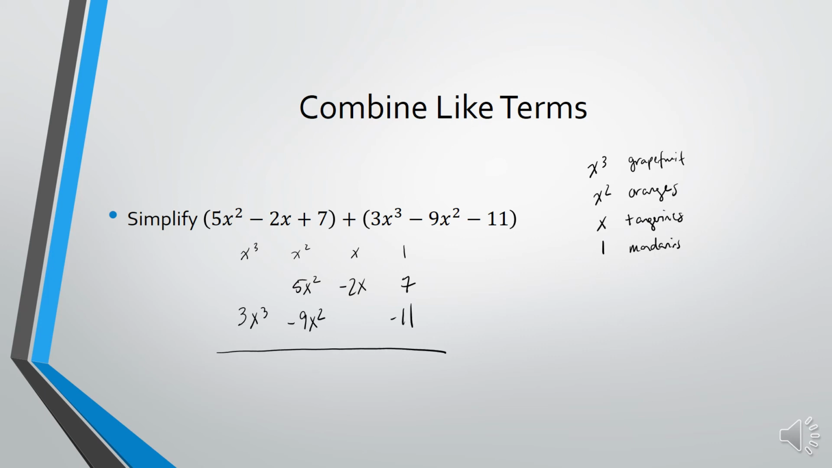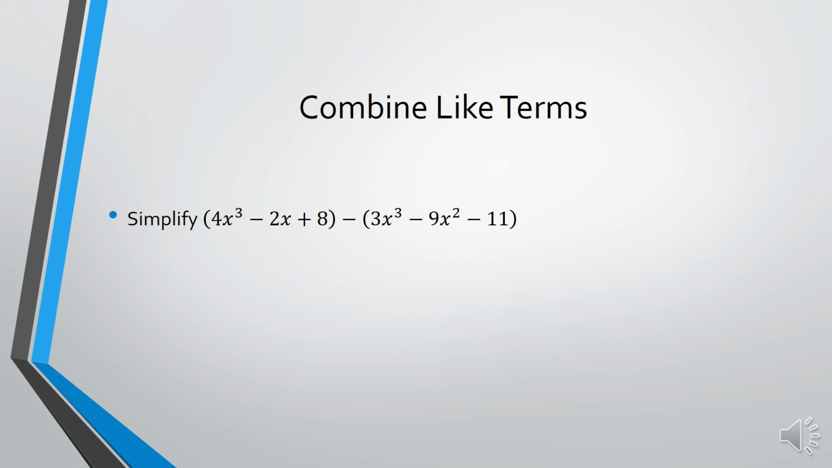And the reason I wrote this vertically is because now I can just combine everything in each column. So I'll have 3x cubed, minus 4x squared because 5 minus 9 is negative 4, minus 2x, and then minus 4. So once I simplify it, that's my answer.